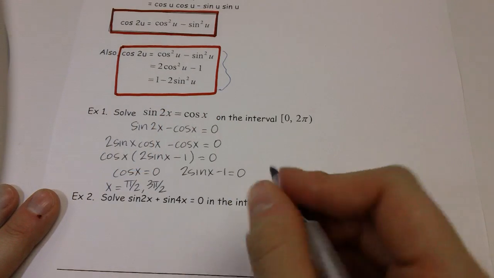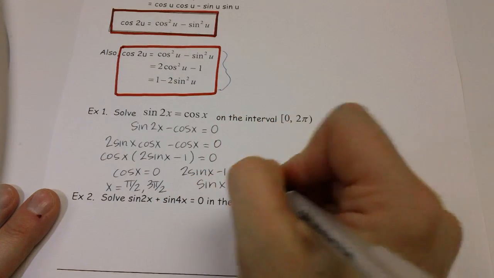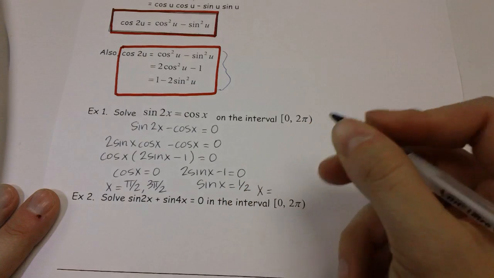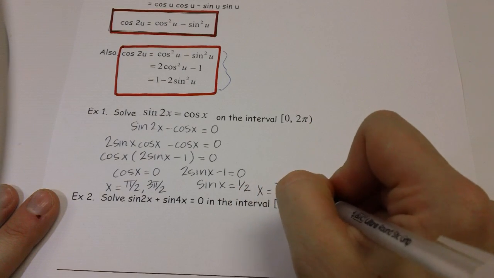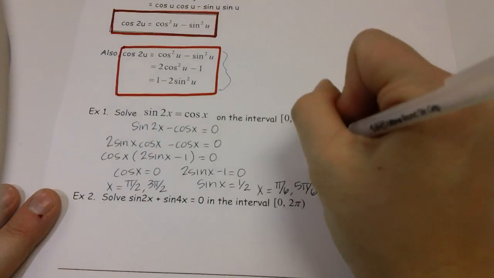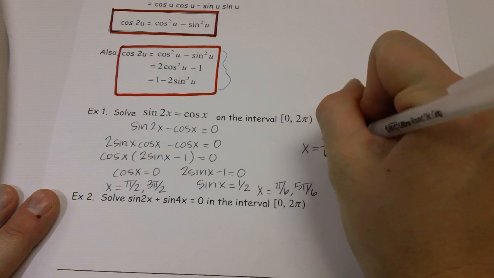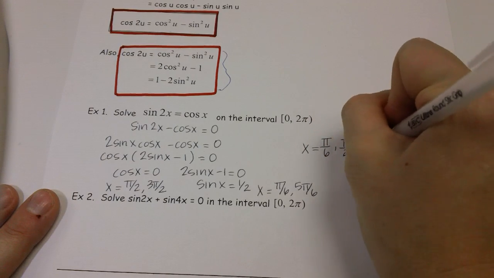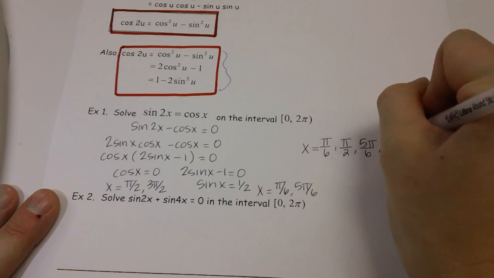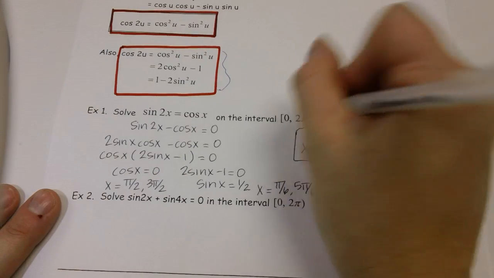Here, if we solve this for the sine of x equals 1/2, on our unit circle, that is true at pi over 6 and 5 pi over 6. So our answer to this problem is going to be pi over 6, pi over 2, 5 pi over 6, and 3 pi over 2.